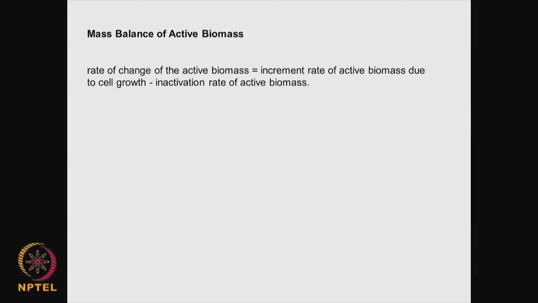Okay, so we have different terms. We can have a mass balance of active biomass, the rate of change of the active biomass, that is, you may have a d by d time term, the increment rate of active biomass due to cell growth, minus the inactivation rate of active biomass. So, some active biomass is becoming inactive, and the biomass is growing because of cell growth. These are the two terms. On the left hand side we have the rate of change of the active biomass.